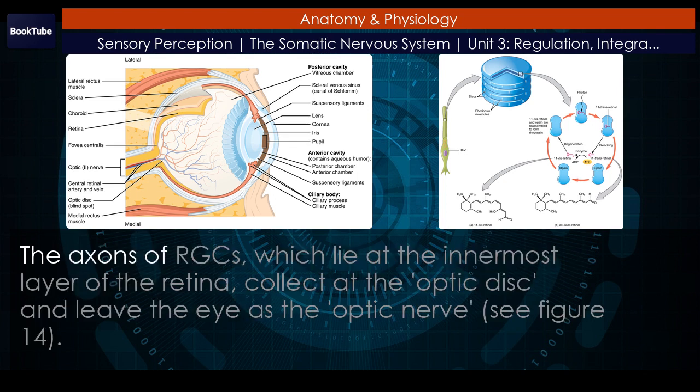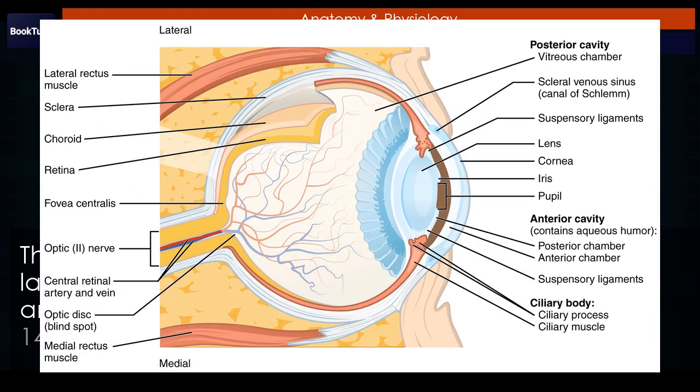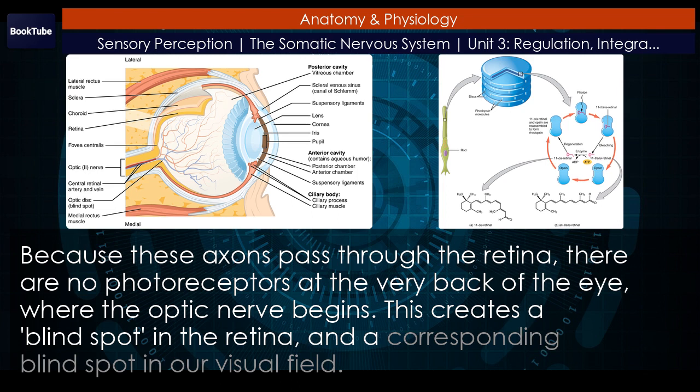The axons of RGCs, which lie at the innermost layer of the retina, collect at the optic disc and leave the eye as the optic nerve. See Figure 14. Because these axons pass through the retina, there are no photoreceptors at the very back of the eye, where the optic nerve begins. This creates a blind spot in the retina, and a corresponding blind spot in our visual field.